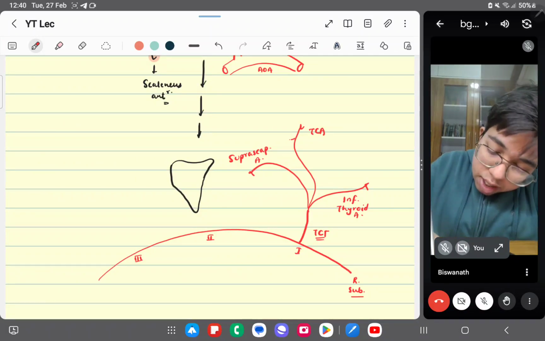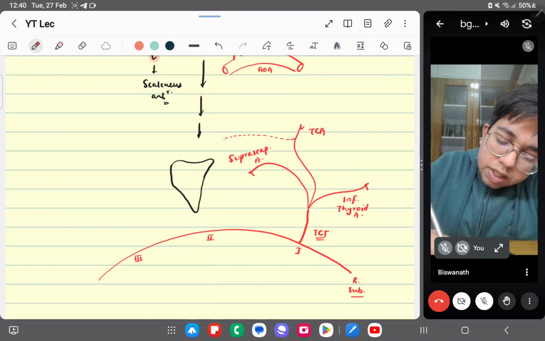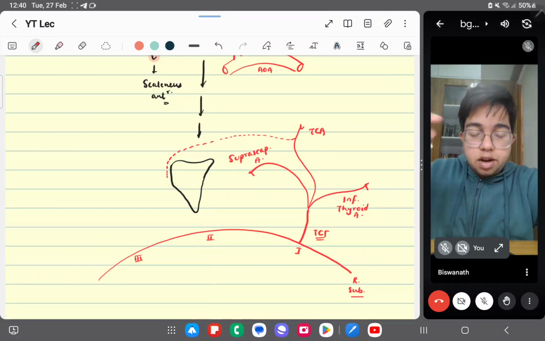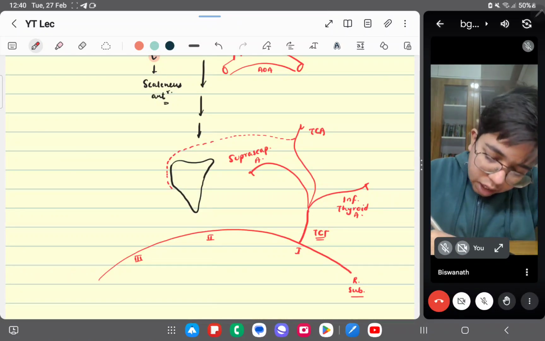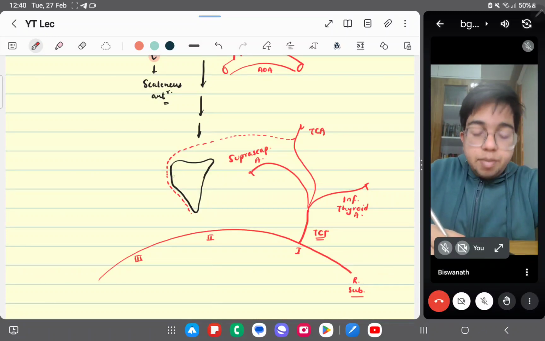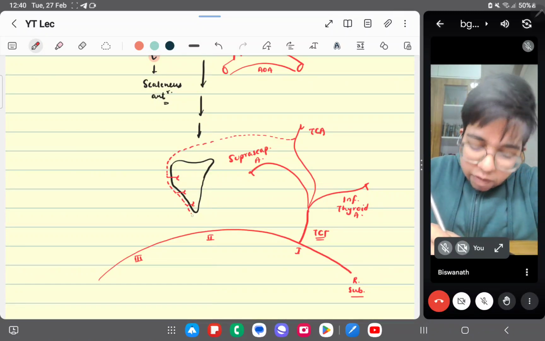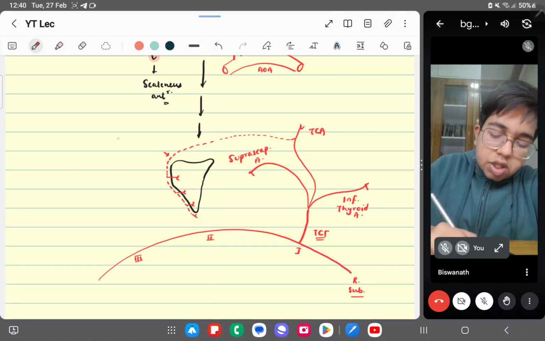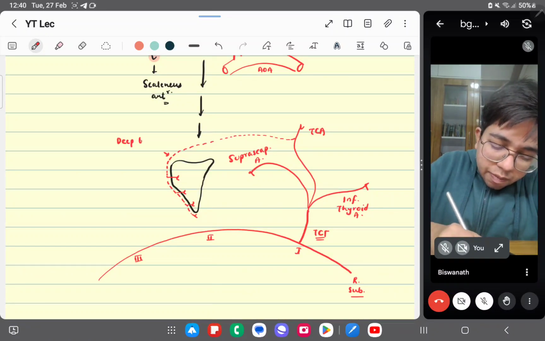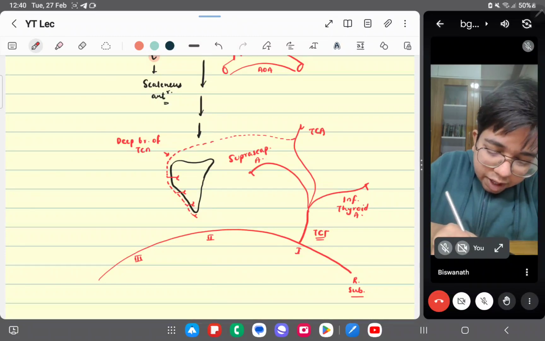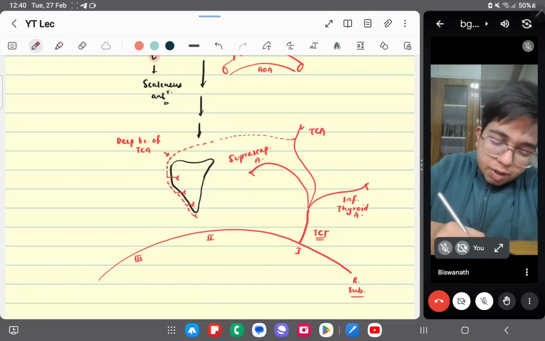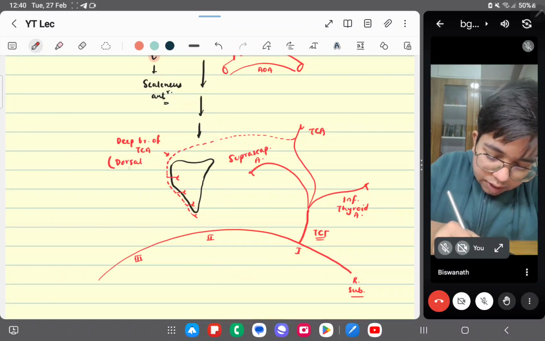So in scapular anastomosis, we have a branch of transverse cervical artery. Here in the scapular anastomosis, I'm doing this in dotted. We have a branch of TCA, that is the transverse cervical artery, which goes down to the inferior angle of scapula, and it gives three branches here like this, forming the scapular anastomosis. This branch is called the deep branch of transverse cervical artery, and this deep branch is sometimes known as the dorsal scapular artery.